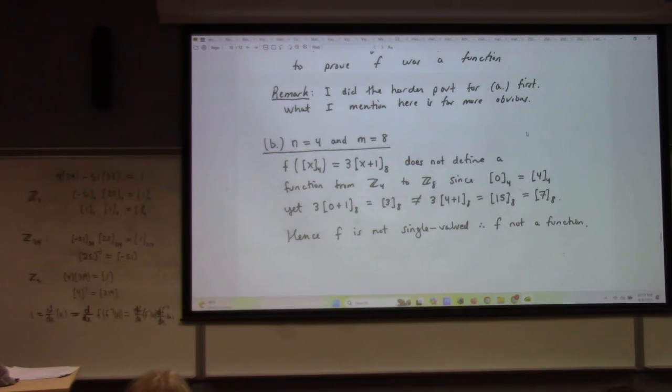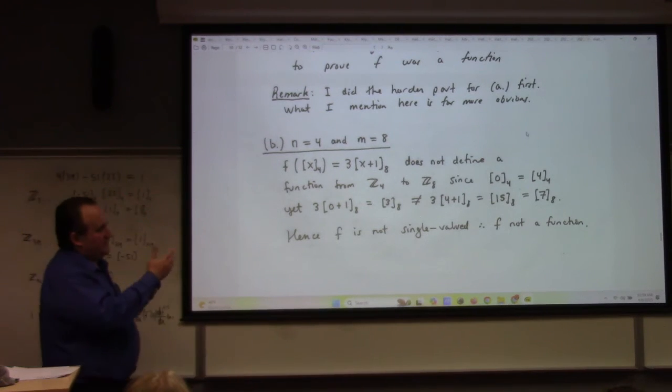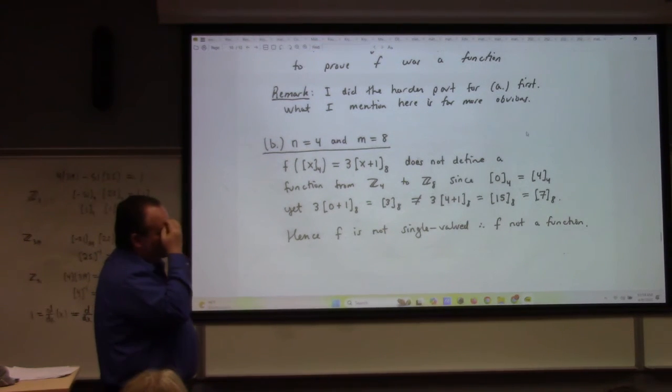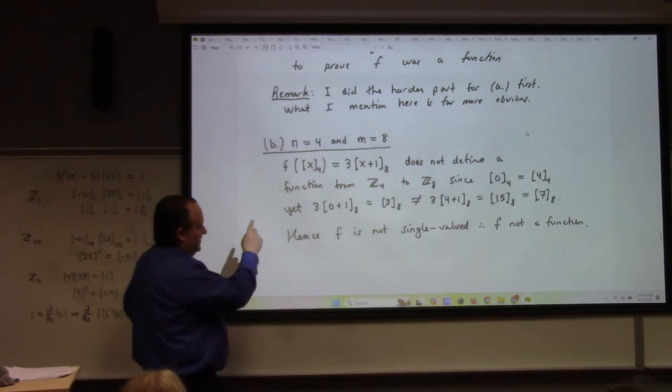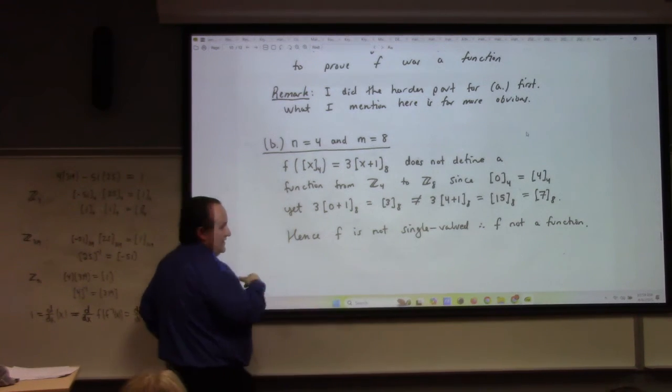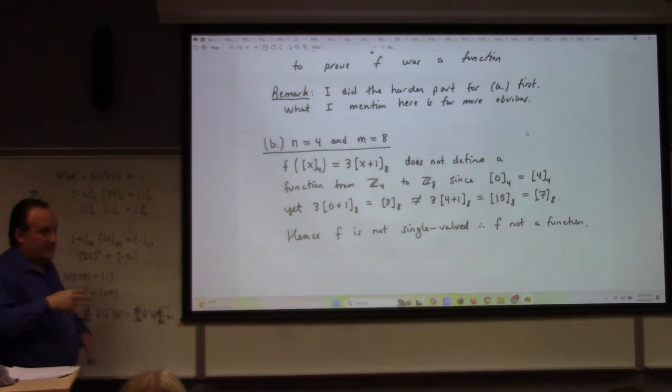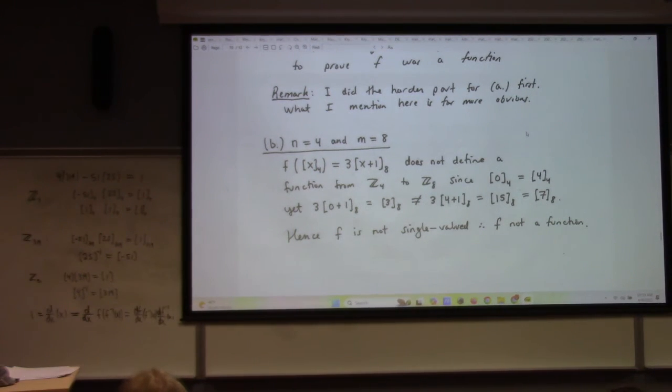In contrast, for part B, all I had to do was notice that 0 is equal to 4, mod 4, and yet when I plug 0 or I plug 4 into the formula, I get different outputs. Therefore, it's not a function, quote-unquote. The relation, we should say, is not single-valued.